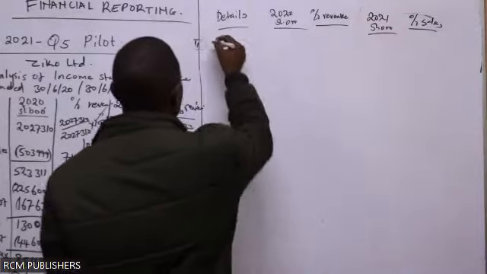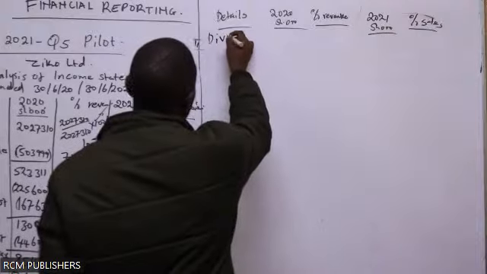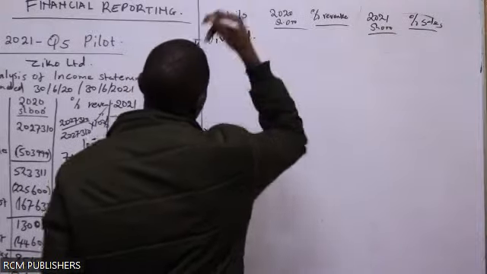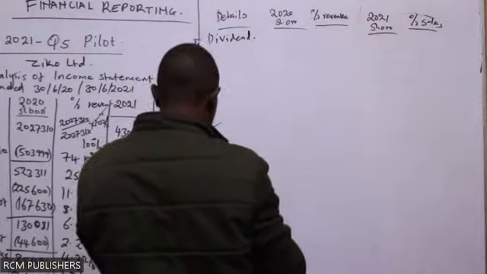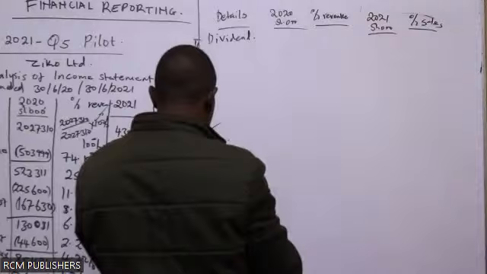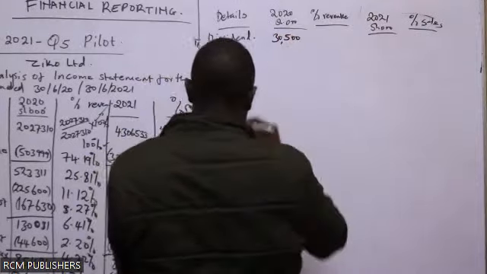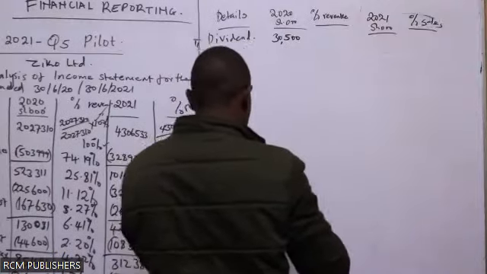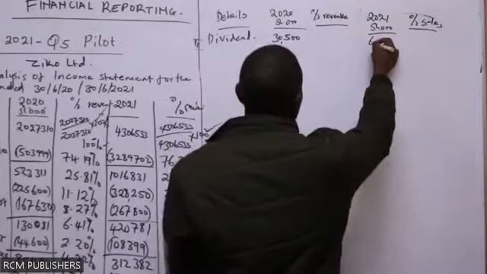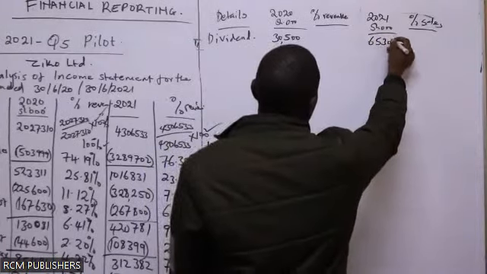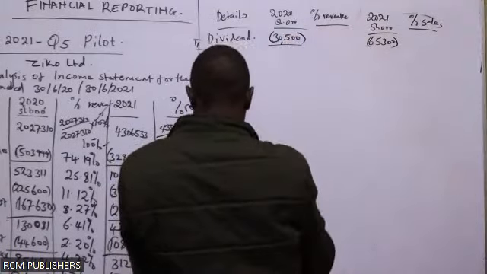Dividend paid. Time imefika. Dividend paid, I know you have it. That is the way we are doing this thing. Dividend paid ilikuwa 3,500. I don't want to take much of your time. Then we have 65,300. That one. Give me the percentage of our dividend paid.